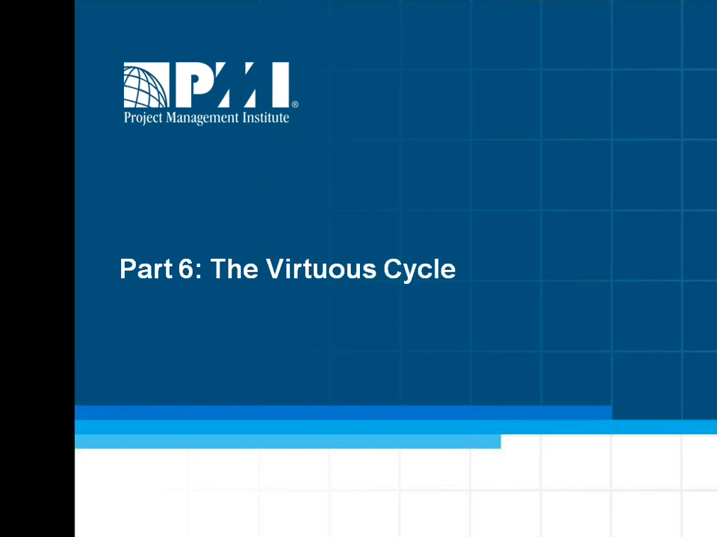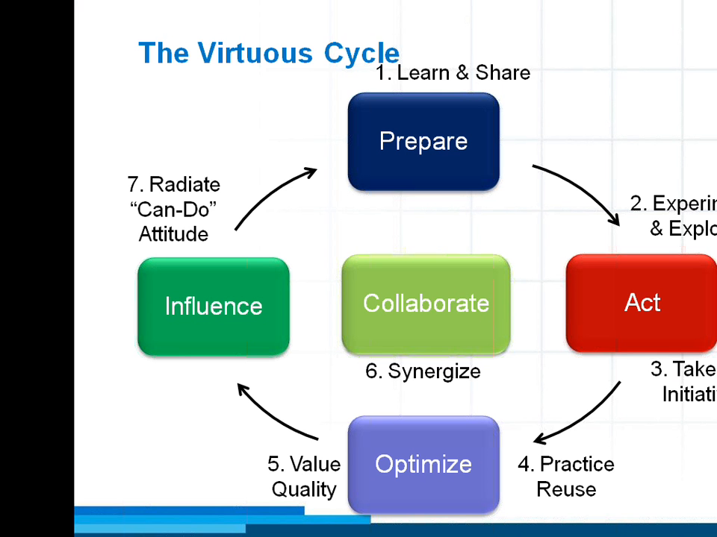And next we move on to the final part, which is the virtuous cycle. That's to demonstrate how the whole thing creates a virtuous cycle. So when you learn and share, you prepare, and when you are experimenting and exploring, and when you are taking the initiative, that's where you act, and from there you move on to practicing reuse and value and quality, optimize, and that creates a virtuous cycle.